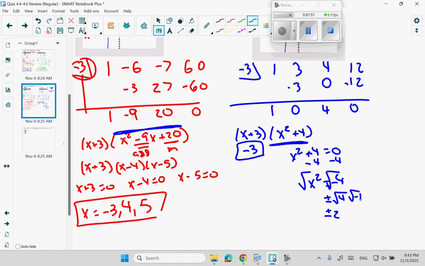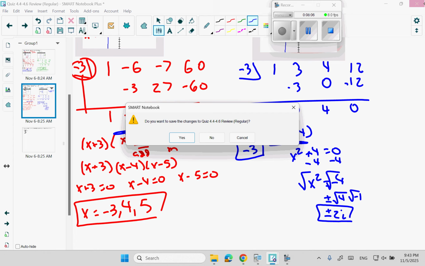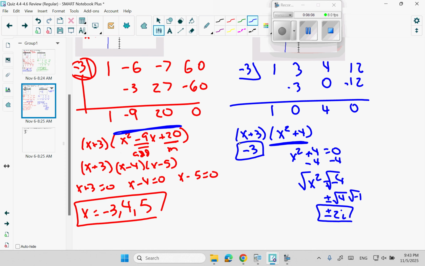And anytime we're square rooting a negative, in this case negative 1, that turns into an i, which makes sense because we know we're supposed to have imaginary solutions here. So those would be my three solutions there because 2i and negative 2i are two separate things.